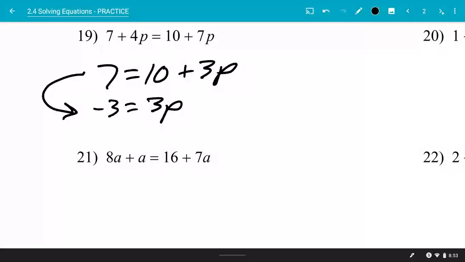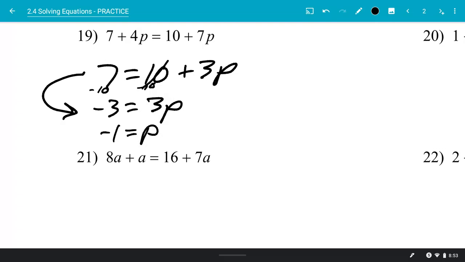Not 7. 10. Subtracted 10. Why did I move the 10? Because it's with the variable, right? And I want that variable by itself. So minus 10, that cancels. Minus 10, right? I need you to see it without me writing it. Now what? Divide by 3. Negative 1 equals p.